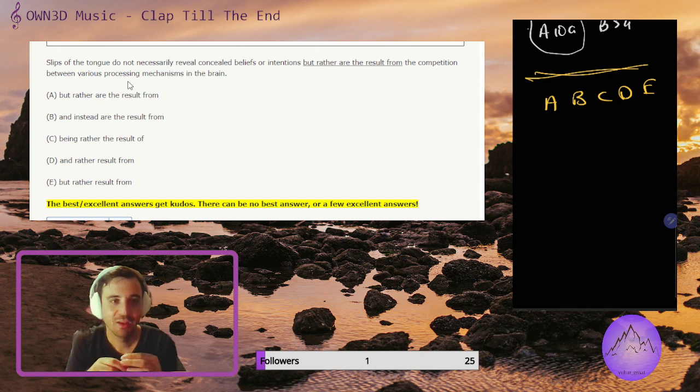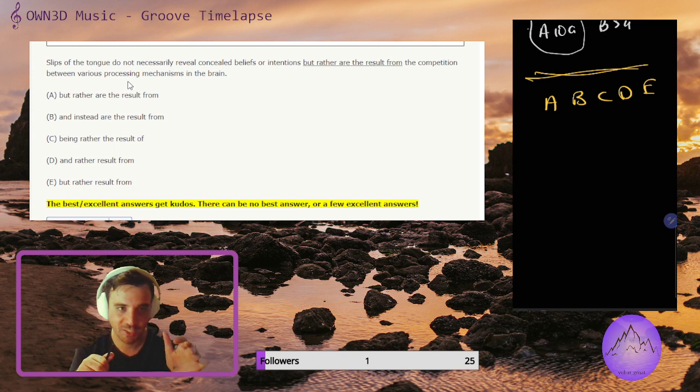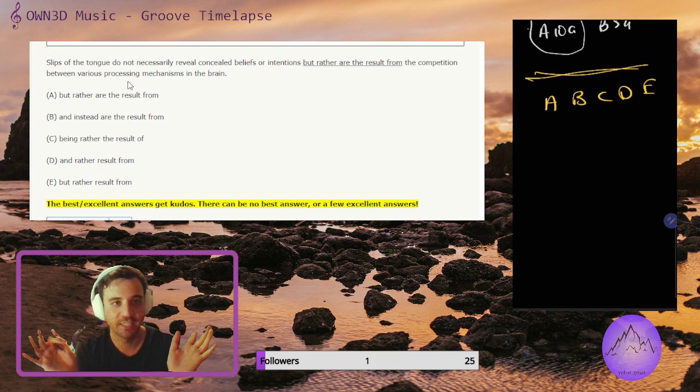So I eliminated A and B straight away because I know if you say are the result, you don't say from. That's just the idiom. The way that sentence works is you have the result of something. You will never have the result from something. It will always be the result of something. So without even looking at anything else in answers A and B, I ruled them out because you can't say are the result from. You just can't do that. So ruled out A and B.